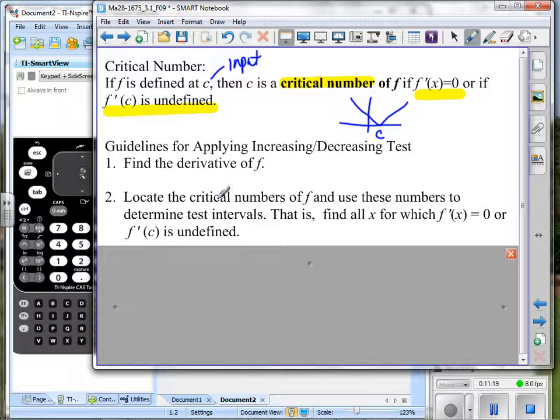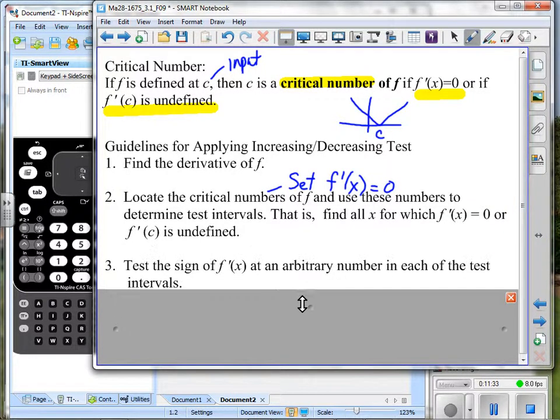Did we find critical numbers? How do we do that? Let me put it on here. Set the first derivative equal to 0. That's how we find and locate the critical numbers. Okay. Test the sign of the derivative at an arbitrary number in each of the test intervals.